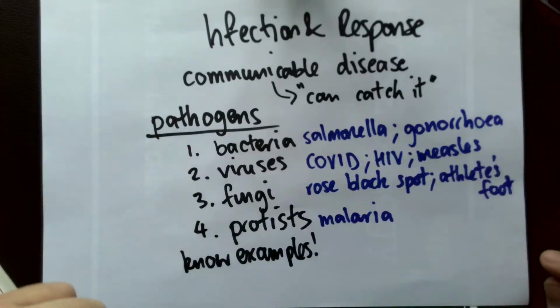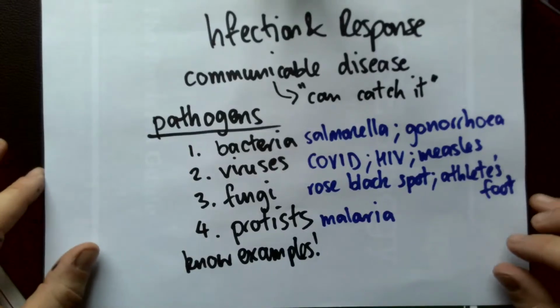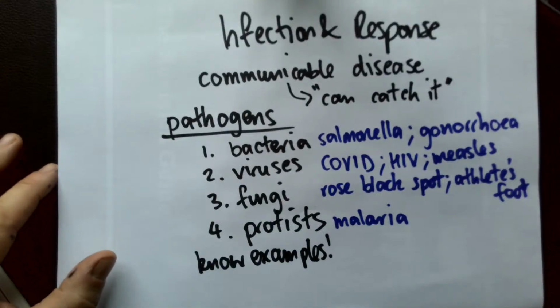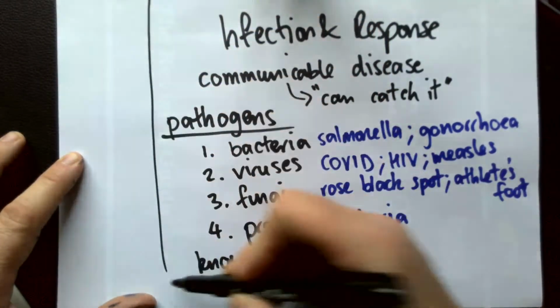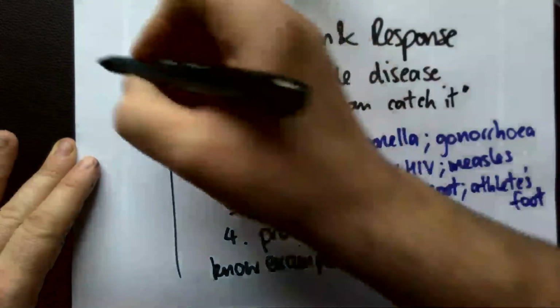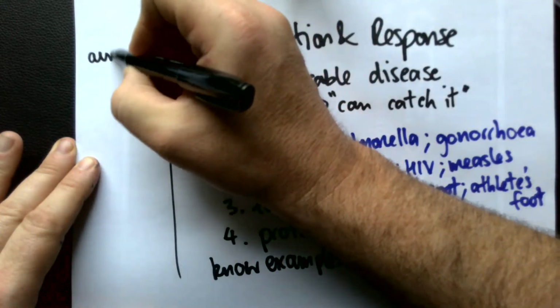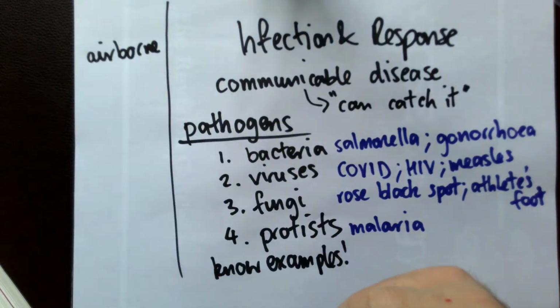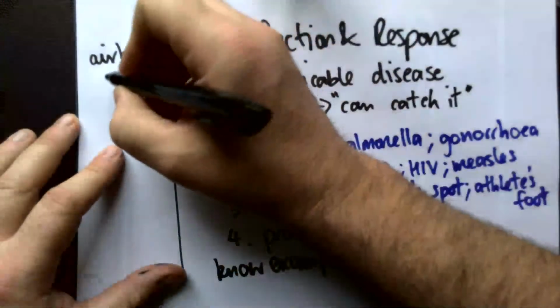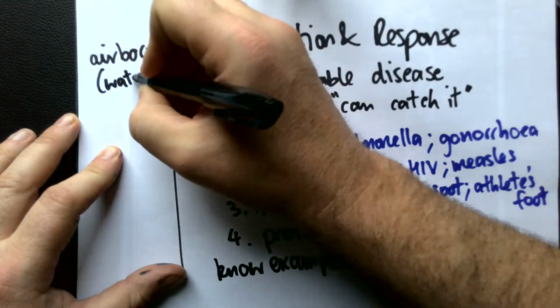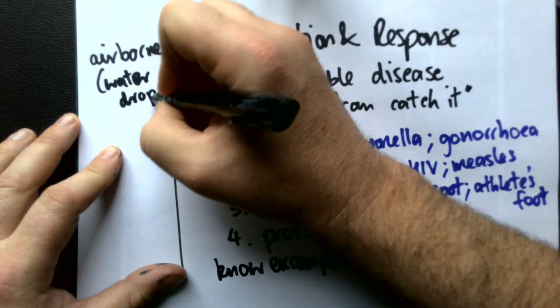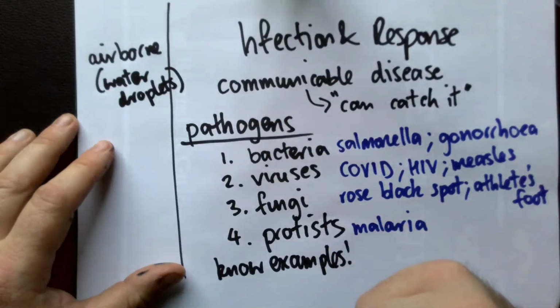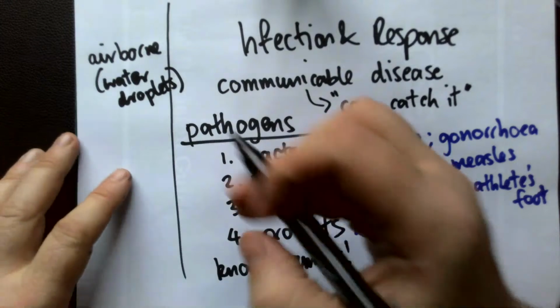So these are the pathogens, but let's think about what's called transmission methods. So how do these things actually transmit? We've got airborne, but you need to be a bit more specific than that. It's not just in the air, but it's in water droplets in the air. And so that is the main delivery method of viruses.